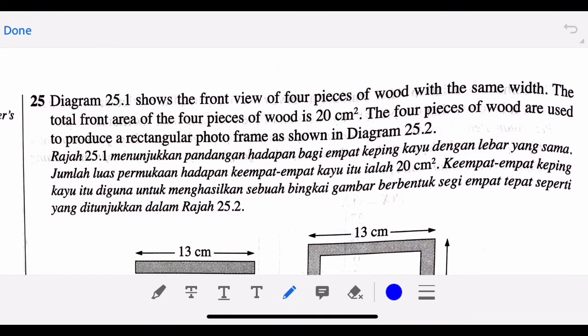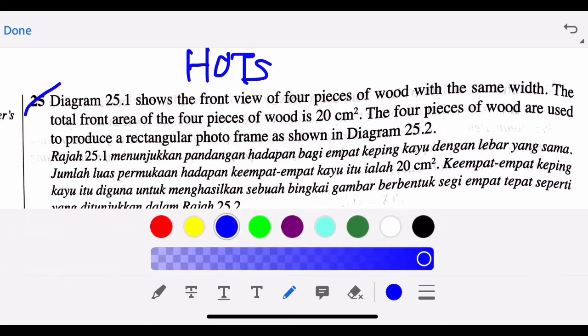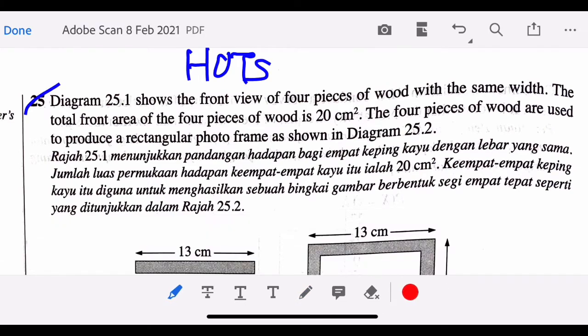Hello guys, today I'm going to teach you how to solve the HOT question for additional maths paper 1. So let's see Diagram 25.1. Okay, you are given a diagram, right? 25.1 shows a front view of 4 pieces.